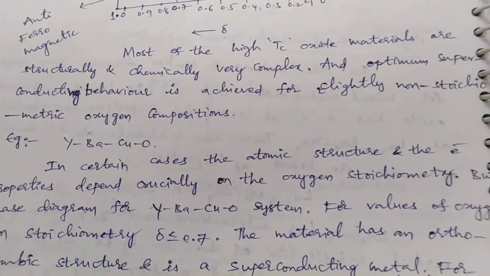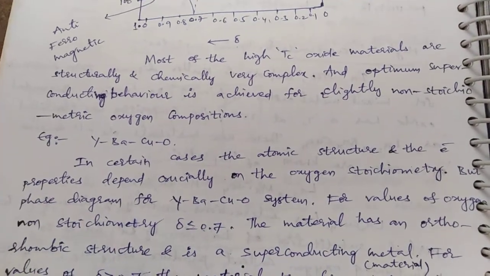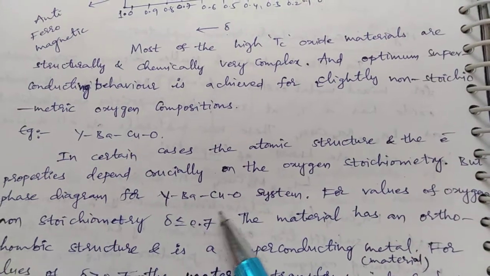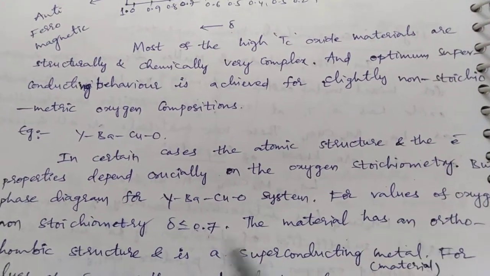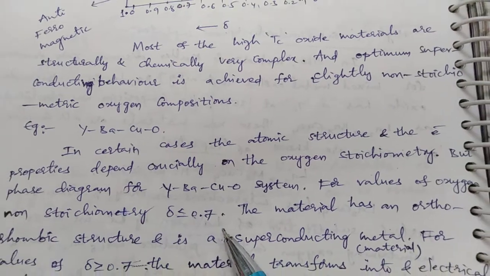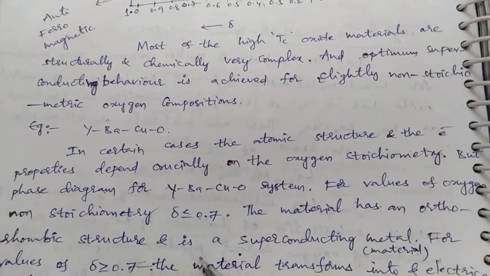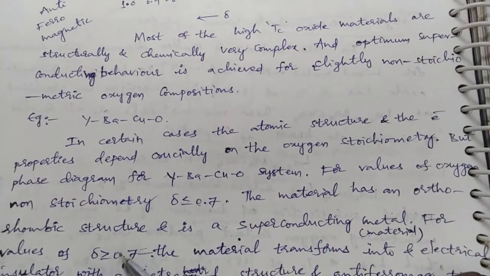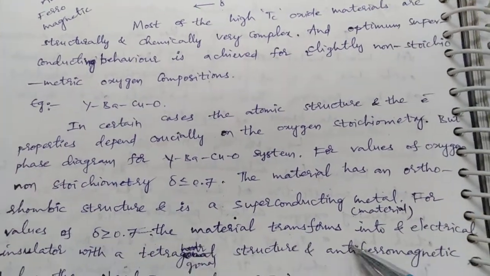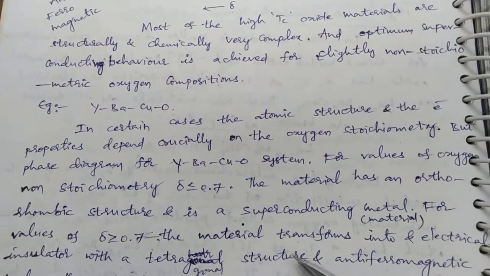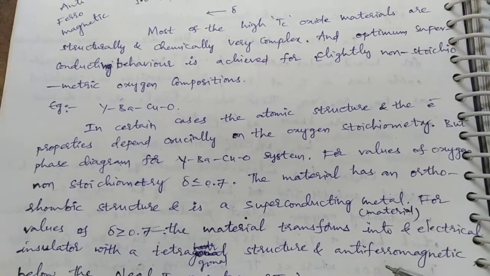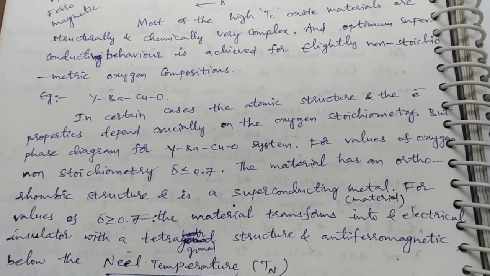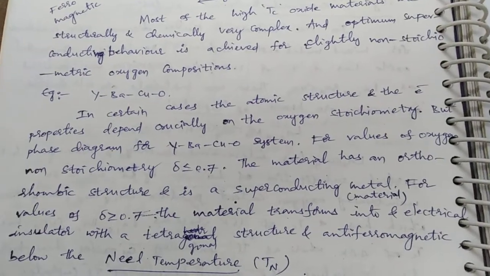In certain cases, the atomic structure and electronic properties depend on the oxygen stoichiometry. In the phase diagram of the YBCO system, for values of oxygen delta less than or equal to 0.7, the material has an orthorhombic structure and is a superconducting material. But for values of delta greater than or equal to 0.7, the material transforms into an electrical insulator with a tetragonal structure and antiferromagnetic behavior below the Néel temperature. This is regarding the phase diagram of the YBCO system.